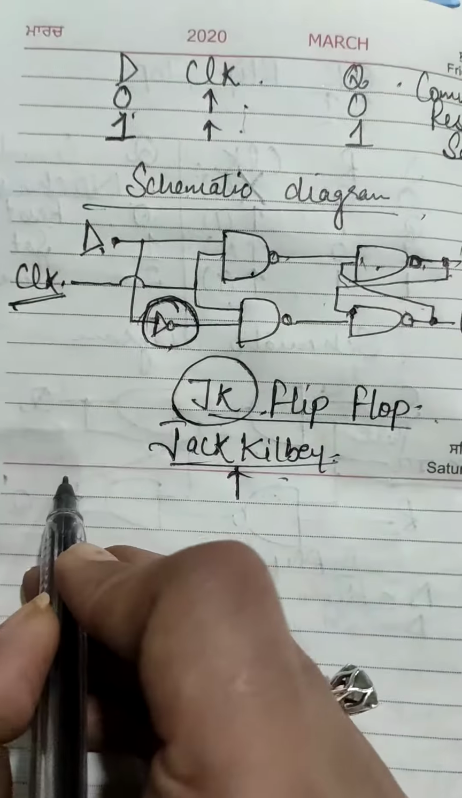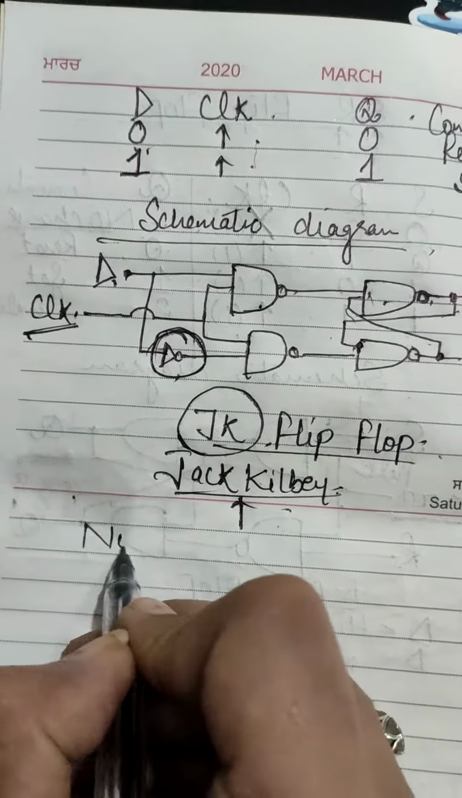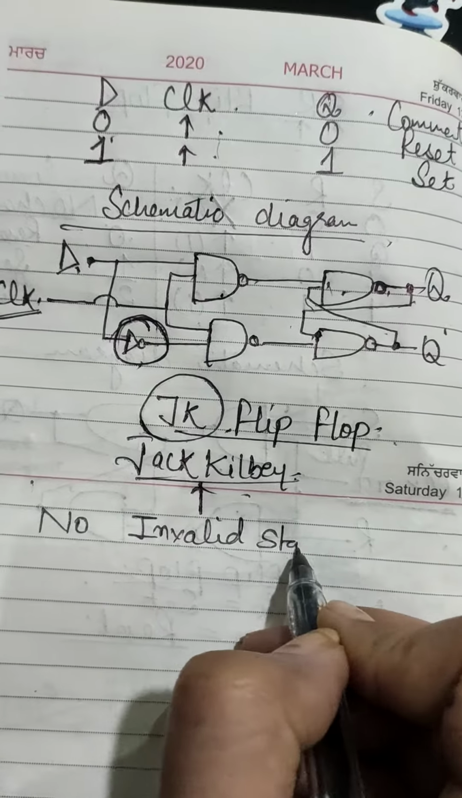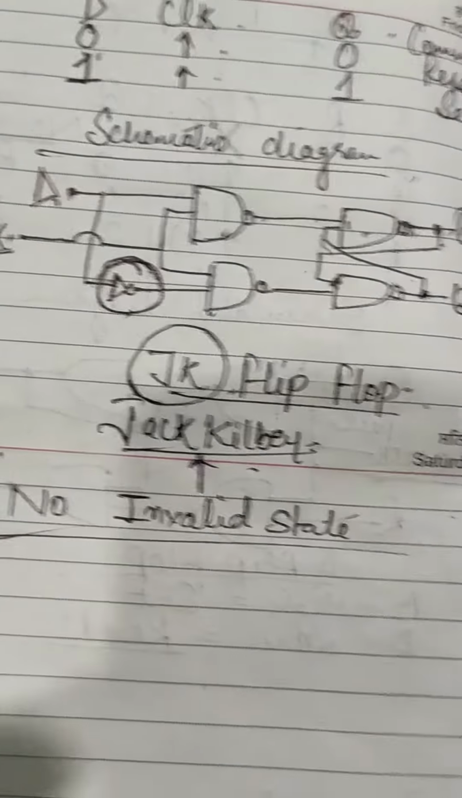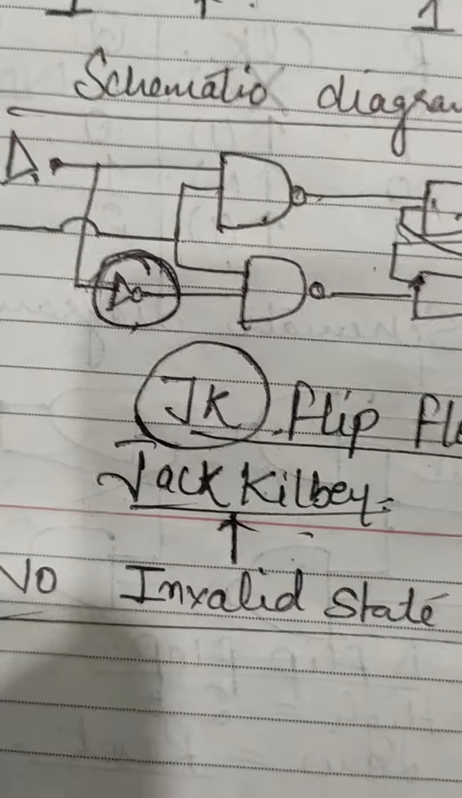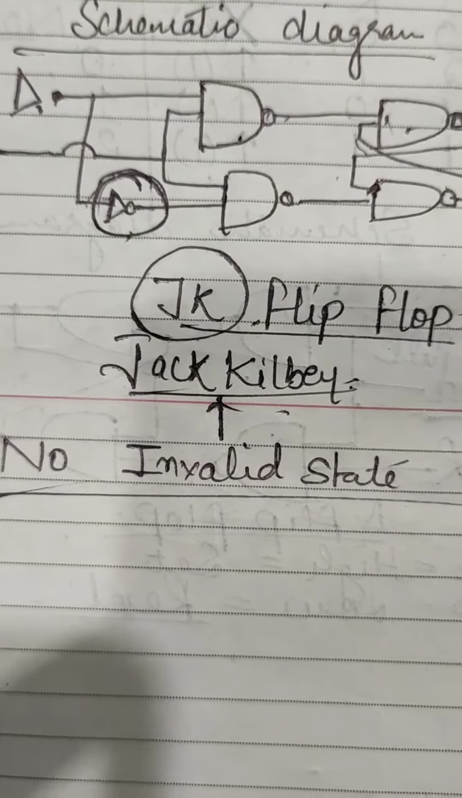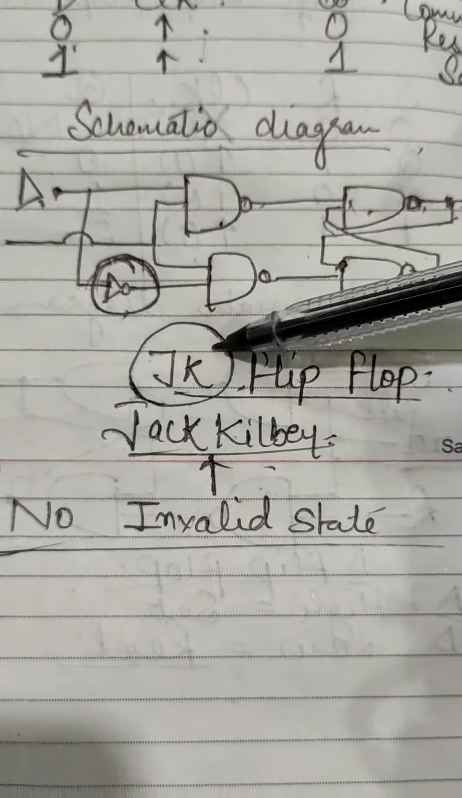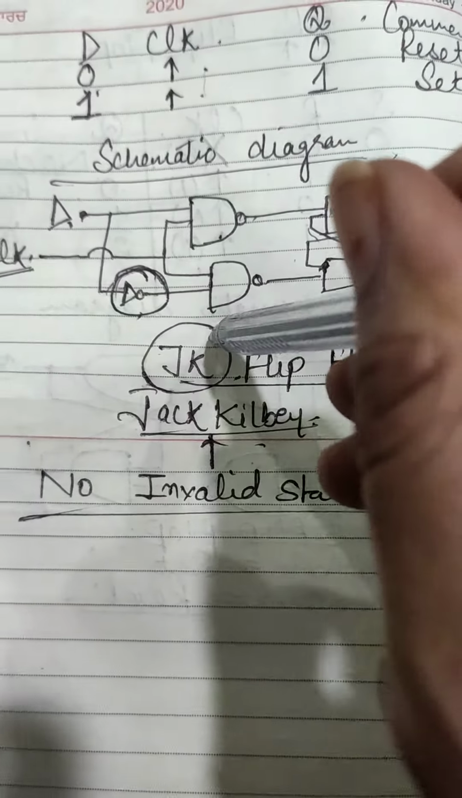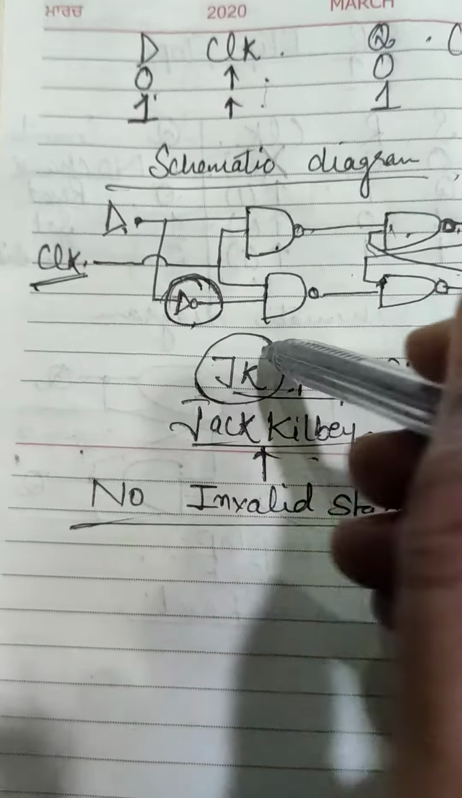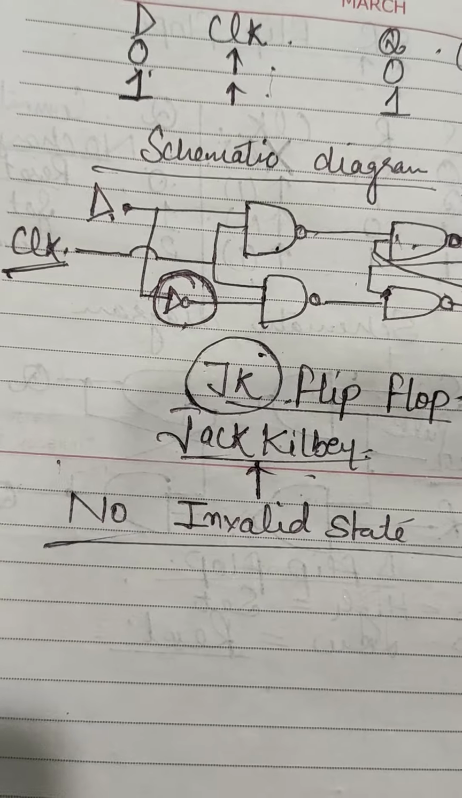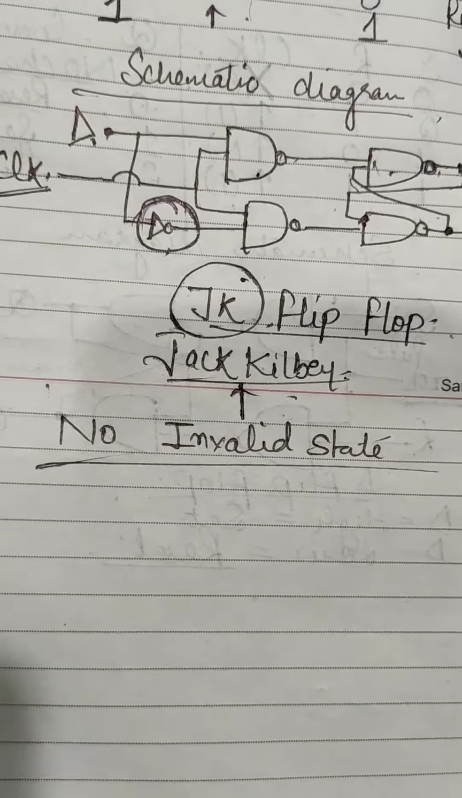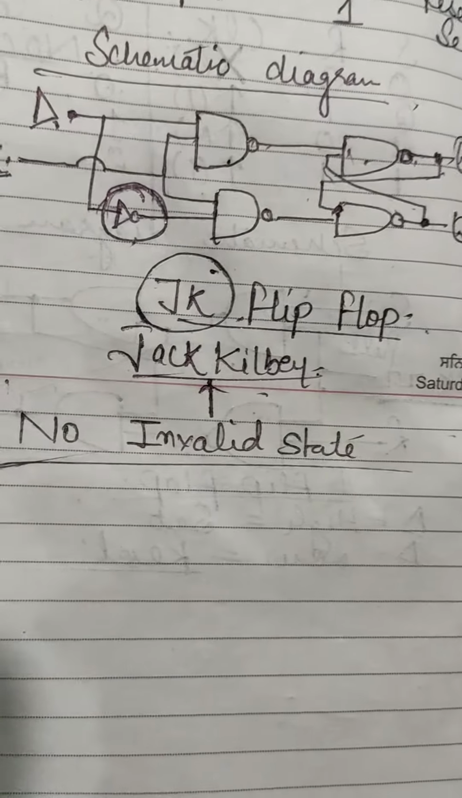So in the JK flip-flop, the first main thing which needs to be remembered is that there is no invalid state. In the case of the D flip-flop also there was no invalid state, but there was only one input there. But in the case of a JK flip-flop there is no invalid state. There is a state which is the toggling condition. So here I am explaining what is toggle or what is toggling.